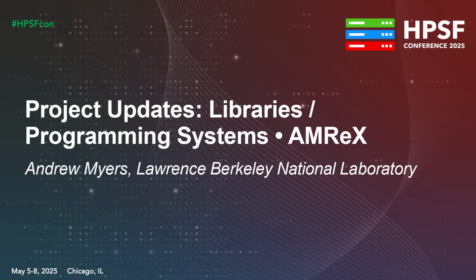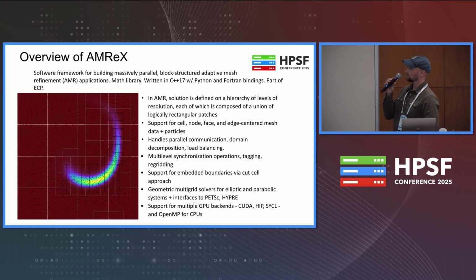So I'll start with, this is just sort of our one slide elevator pitch overview of what AMReX does. AMReX is a software framework for building massively parallel, block-structured, adaptive mesh refinement applications. In the picture there is an example of a simple adaptive mesh refinement application. This is solving the advection equation for a ball of dye that's moving in a prescribed velocity field.